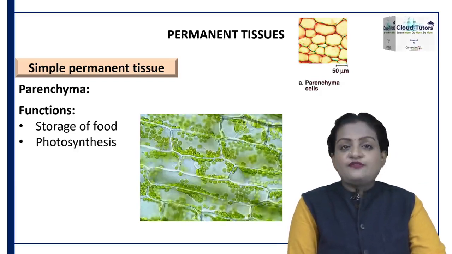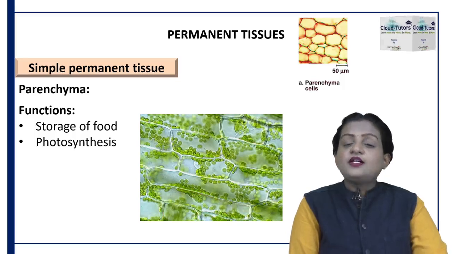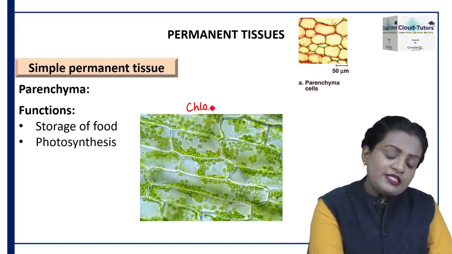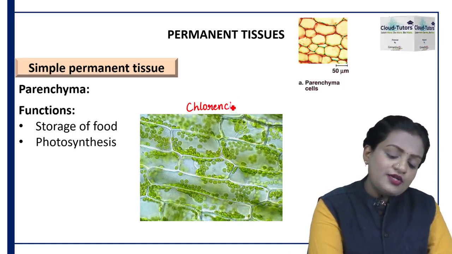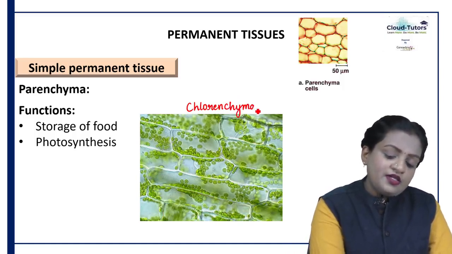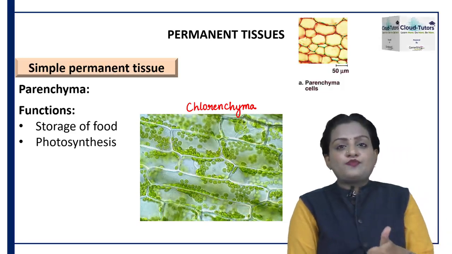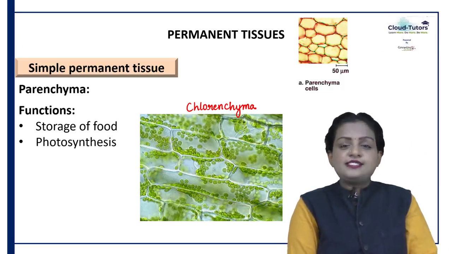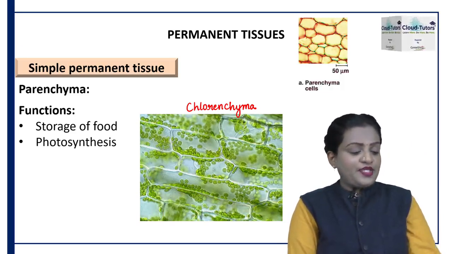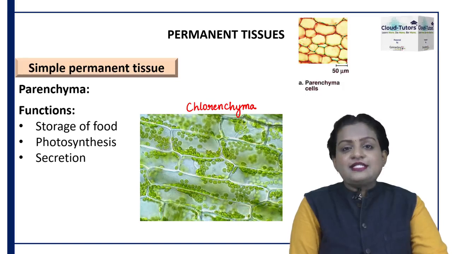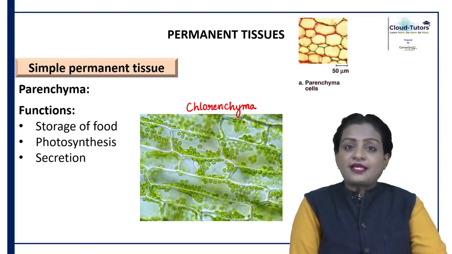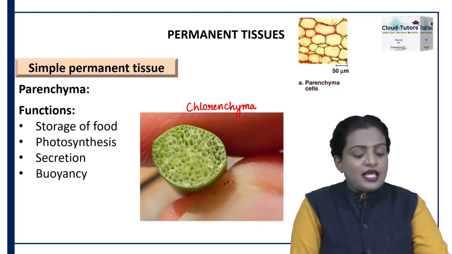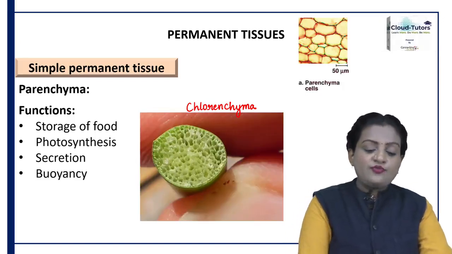Second main function is photosynthesis. Of course, they have chloroplast. So in that case, such parenchyma cells are called as chlorenchyma. So a parenchyma having chloroplast which performs photosynthesis is known as chlorenchyma. Next is secretion. It can also secrete certain secondary compounds like resin, etc. Last but not least function is buoyancy.